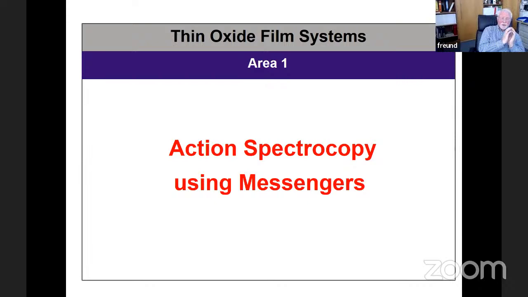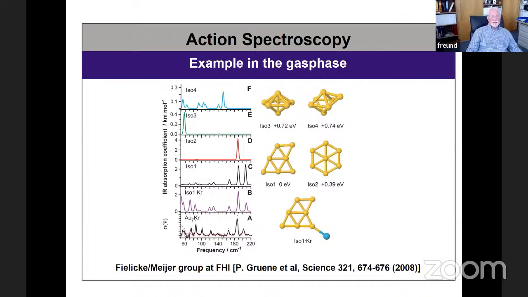And this is the action spectroscopy using messengers. This idea comes from the gas phase community. In the gas phase community, people tried to take clusters, make them in a molecular beam, and cross them. They are very low in energy, and the concentration is extremely low. They then cross them with a rare gas beam, and the rare gas binds to these clusters. And the question is, when you have, like in this case, a gold-7 cluster, what is actually the structure? Which isomer is actually the one you see?